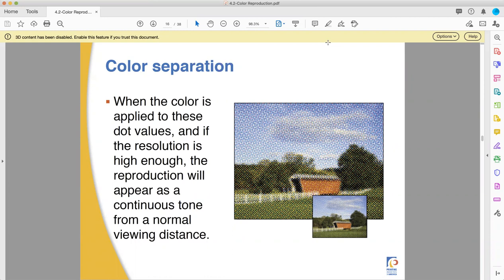So we're talking about color separation. When you take the halftone dots, the information of each of the channels plus black, and you print them on top of each other, at a normal viewing distance, those dots will disappear. Due to something known to the art world as Gestalt imagery, humans see the whole as opposed to just the parts.